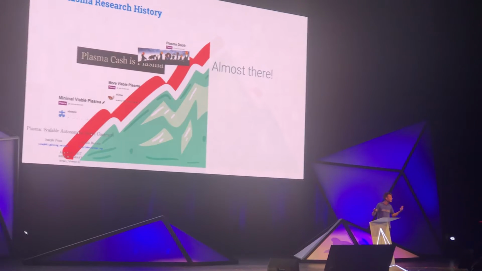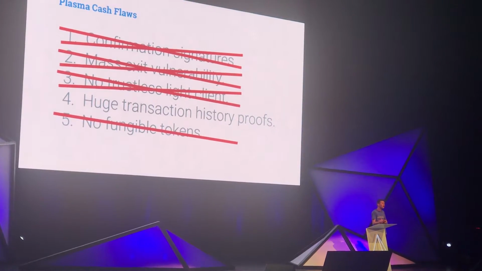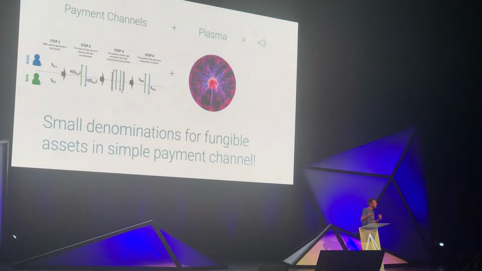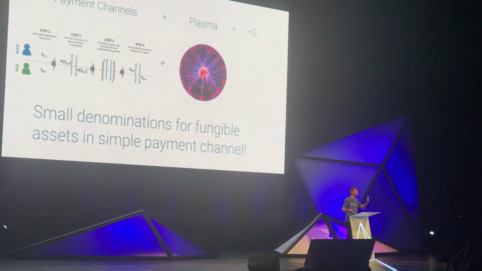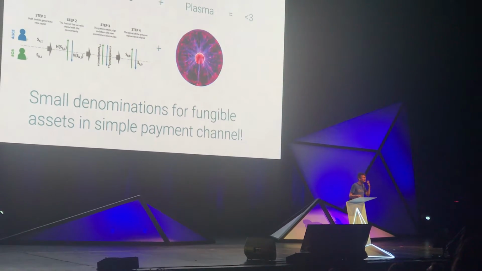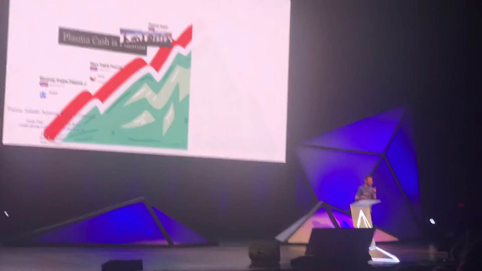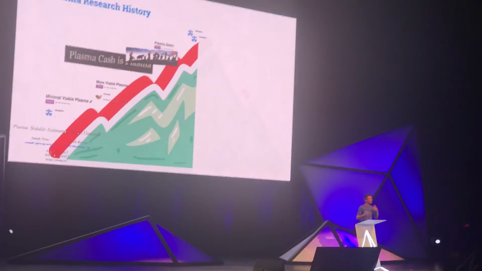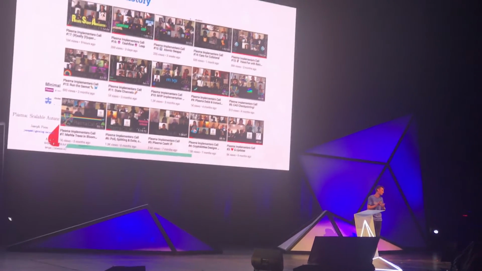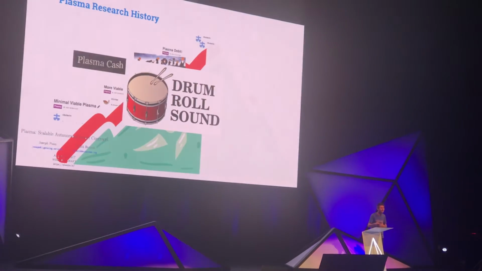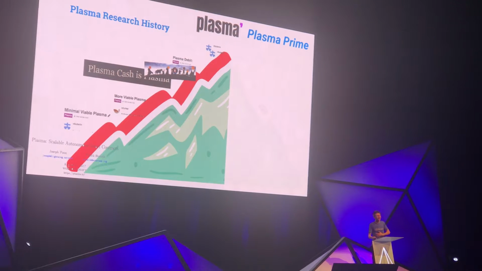So Plasma Debit came along, Dan Robinson, super awesome, kind of addressed this no fungible tokens issue by combining state channels and Plasma. And that got us a long way, significantly further. It also helped with the transaction history proofs. So this was along the right path. It was getting there. But then, a couple posts by Vitalik and 17 Plasma implementers calls later, my God, this has been crazy. And yet another Plasma, thank goodness.